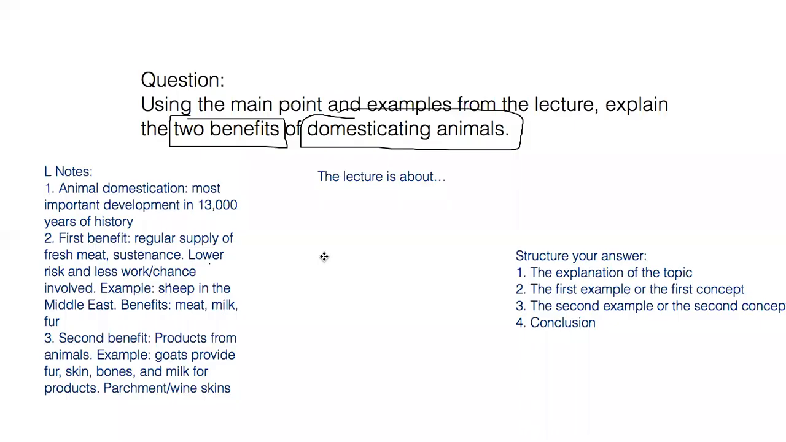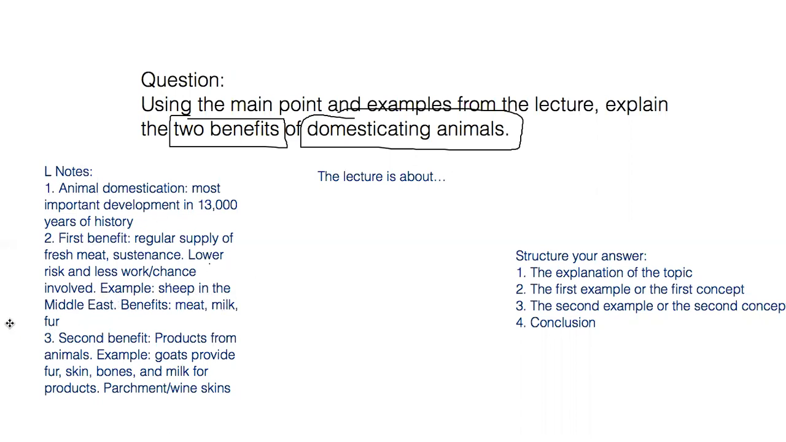Okay, so from that lecture, what were we able to learn? Well, the professor is talking about animal domestication, right? That's the overarching theme from an anthropology class. And he discusses the point of why it is the most important development in 13,000 years of history. So he talks about 2 benefits, the first being a regular supply of meat and sustenance, lower risk, less work and chance involved than there is in hunting. The example that he gave to illustrate this benefit was the sheep in the Middle East, which were the first animals who were domesticated, and the benefits they provided the people there were their meat, milk, and fur.